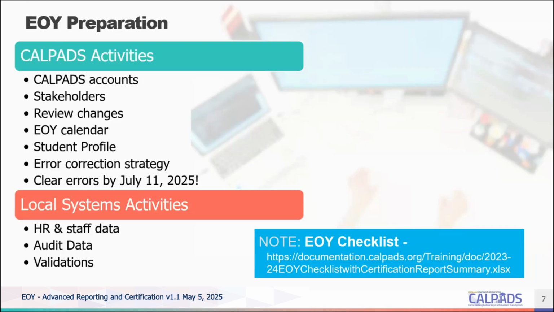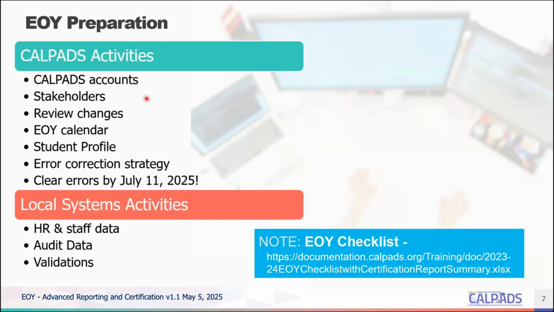You do need to prepare for end of year, and on this slide, we provide some activities that you need to complete or take note of, both on the CalPATS side and your local student system side. So on the CalPATS side, you want to audit your CalPATS accounts and roles for yourself and your colleagues that will be using CalPATS, and also determine the data stakeholders you need to collaborate with, right? It's really important to do that.